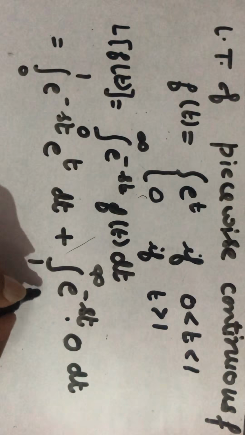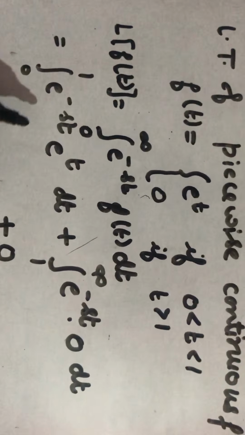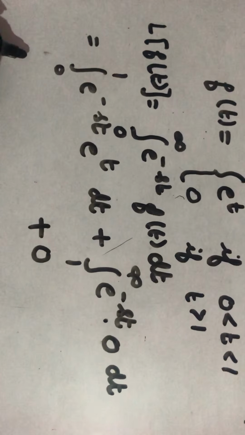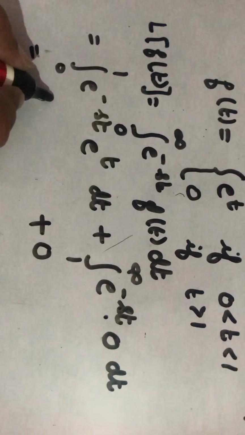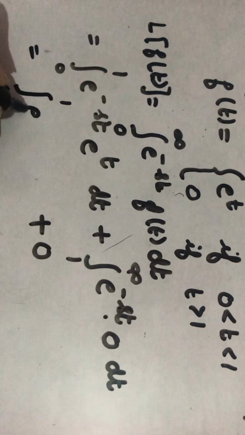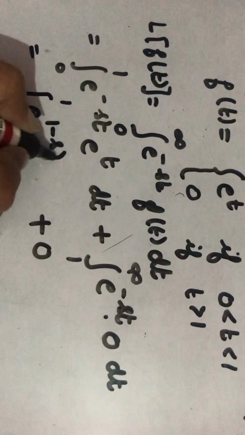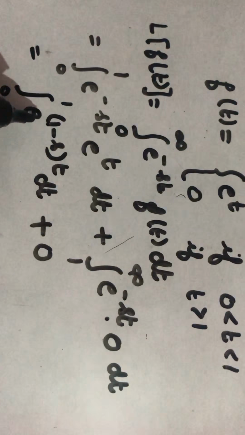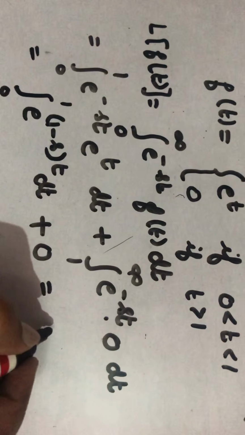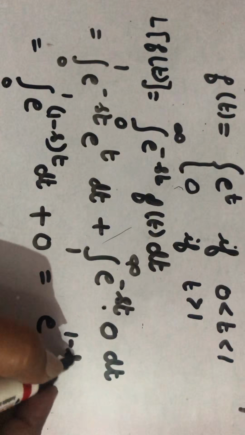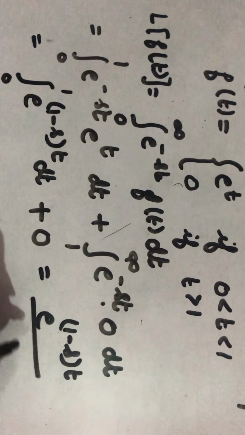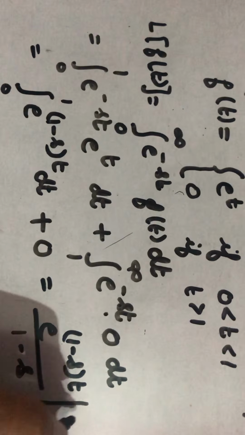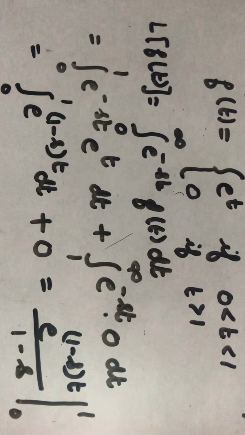So now the integrand is 0, the second integral will be 0. So we are left with this single integral e raised to power minus st e raised to power t dt. So we can write it as 0 to 1 e raised to power (1 minus s)t dt. Now all of you know the integral of e raised to power (1 minus s)t is e raised to power (1 minus s)t upon (1 minus s), limit 0 to 1. So now let us put the limit.